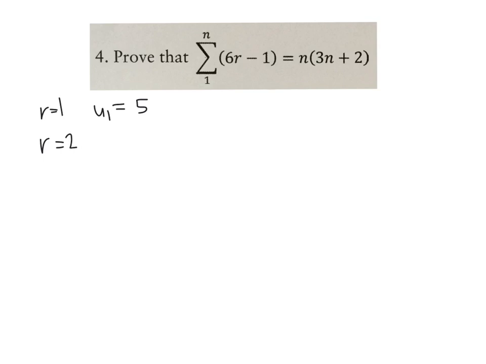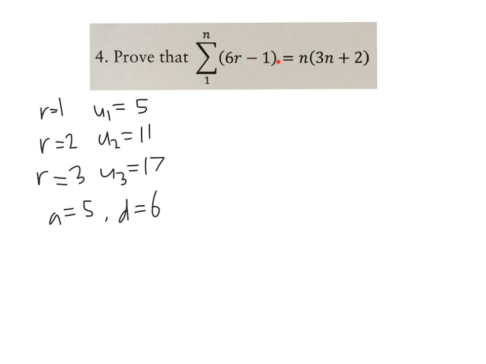When r is 2, the second term would be 6 2's, which are 12, take away 1, which is 11. And when r is 3, the third term would be 6 3's are 18, take away 1 is 17. So from that you can see that a, the first term, is 5, and d, the common difference, is 6. Now we're looking to sum these terms of 5 plus 11 plus 17 plus so on.